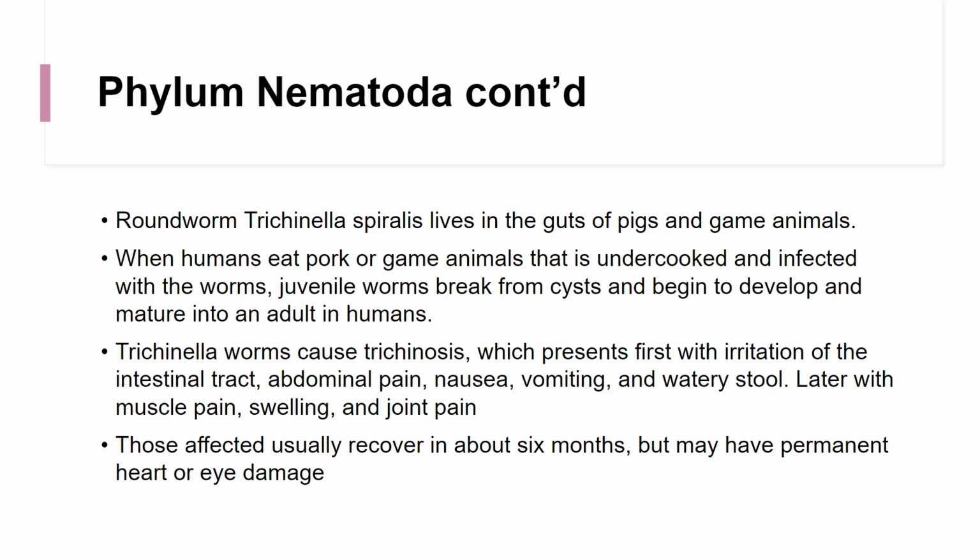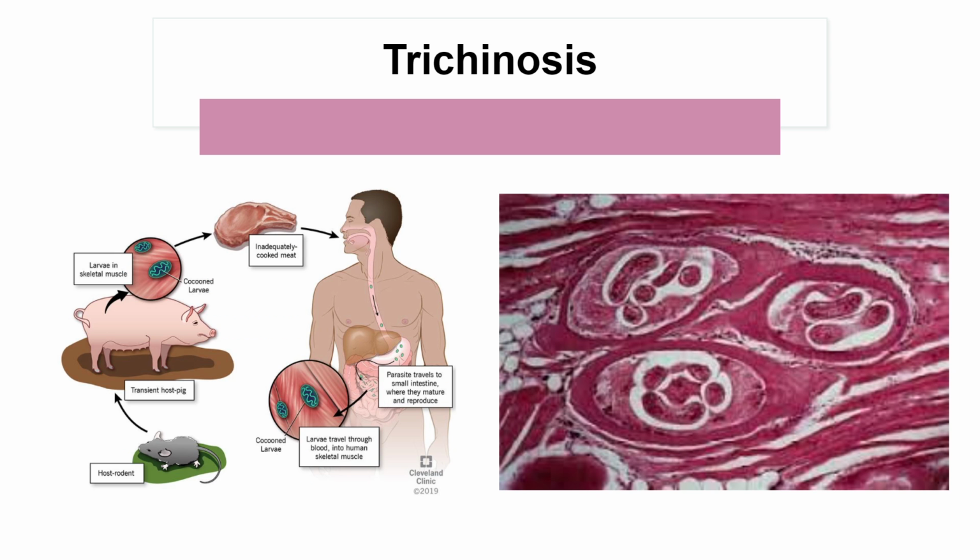And that presents first essentially with irritation of the intestinal tract, abdominal pain, nausea, vomiting, and diarrhea. Later on, muscle pain, swelling, and joint pain. And those affected can recover, but it can take up to 6 months. They could have permanent heart and eye damage, depending on where the worms persisted in the human body. And oftentimes, really strong antiparasitics have to be taken.